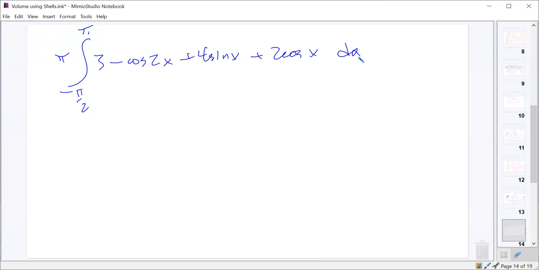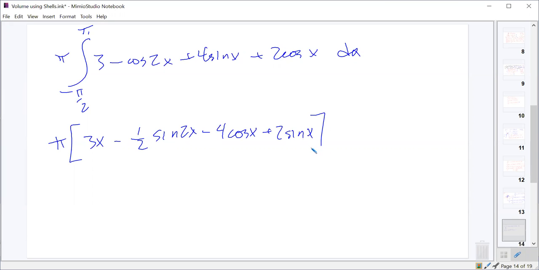And now we can integrate. 3x. And we talked the other day about how to quickly integrate something like cosine 2x. It's a u substitution, but we should be able to do it in our head, I hope. What does that become? Minus 1/2 sine 2x. Good. Integral of plus 4 sine x is minus 4 cosine x. Integral of plus 2 cosine x is plus 2 sine x. And we go from negative pi over 2 to pi.